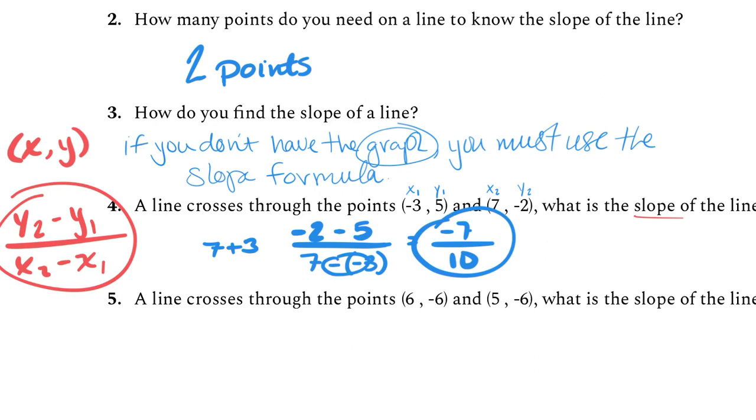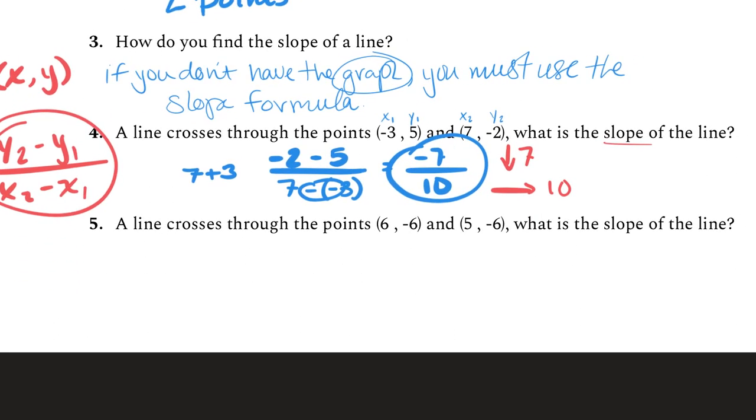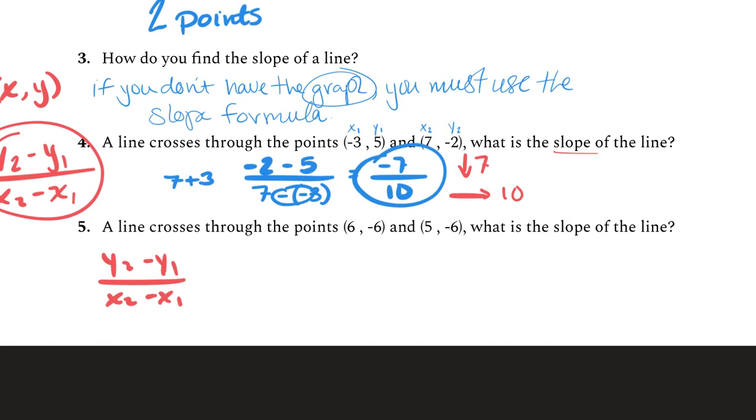This means the line goes down 7, then goes over 10. Okay, so on a graph, we can see that. Okay, so I want you to do this one. So remember, the formula is y2 minus y1 over x2 minus x1. It is on you to do this one. We want to know what the slope of the line is that goes through these 2 points. Okay, so when you're done with this video, you'll go back and do that.